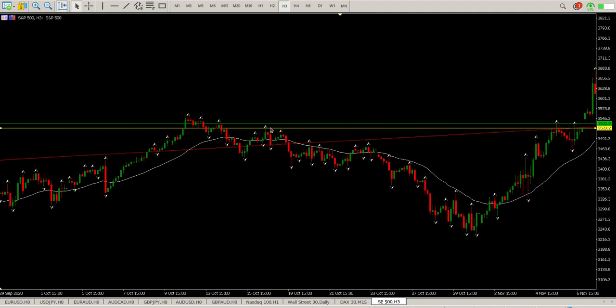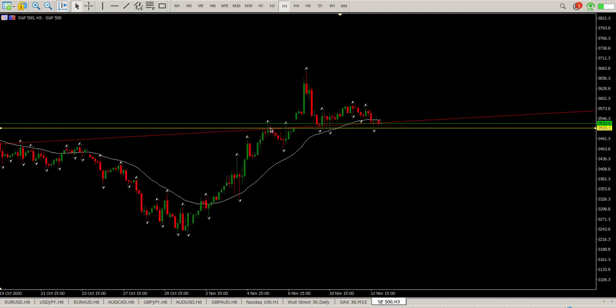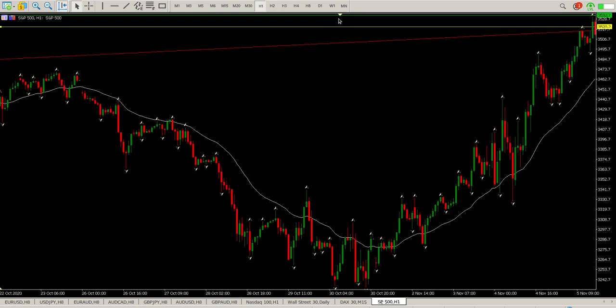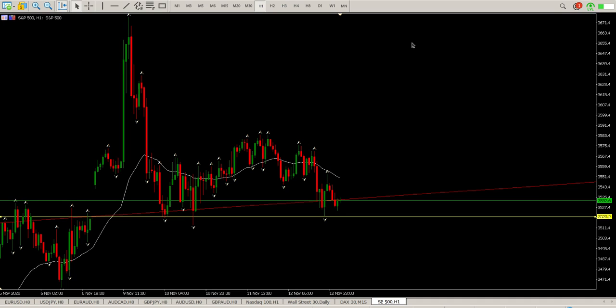So this is 35.20. You can see a lot of rejection here, a lot of support here, and we're bound down in the support area. But again, look at these tails to the upside, tails to the downside. We're sort of below the moving average at the moment, but if we switch across to the hour, you'll see we're all over the place.